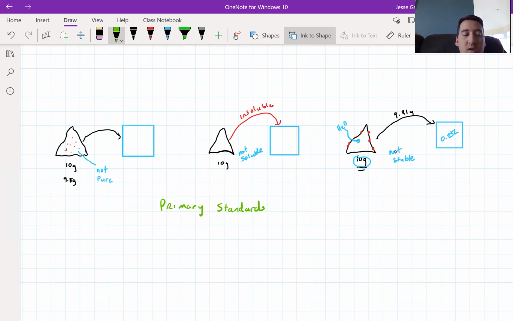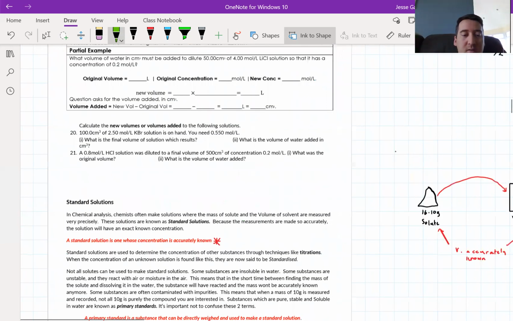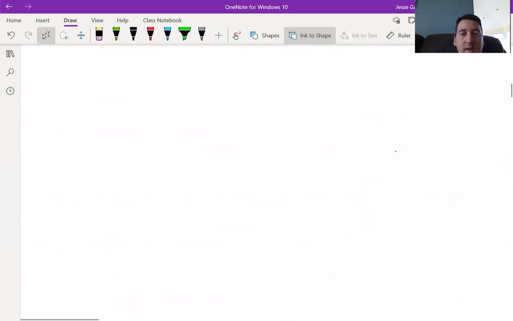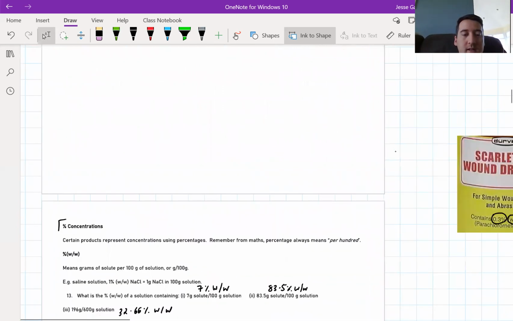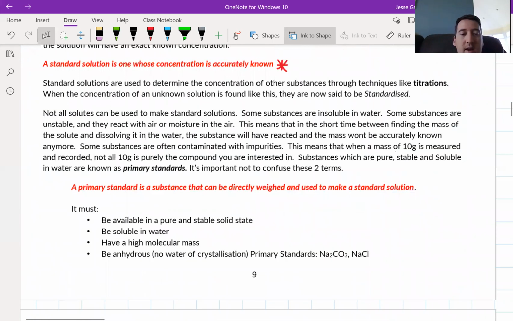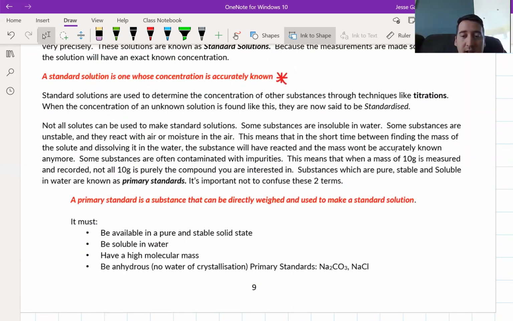Now, don't mix up the word standard solution with primary standard. Primary just refers to the fact that you actually make the first solution from them. Primary means first, you make the first solution from these things. Standard means that they can be used to make a standard solution. So let's go back over and look at the definition of a primary standard. So here it is. I want you to look at this definition here. Let's have a read of it, and then you're going to write it down in your definitions dictionary under this one up here. But read it first carefully.